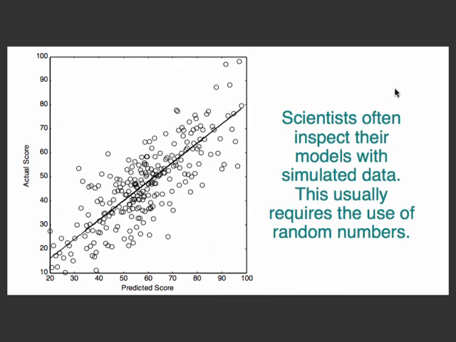So scientists often test their models with simulated data. This usually requires the use of random numbers. Okay, so for example, let's say you're a statistician and you come up with some model and some test of that model, and you want to see how that model behaves. Generally, you simulate random data according to some distribution to test your stuff out. It's not real world data, it's not going to be, but it allows you to test your stuff out.